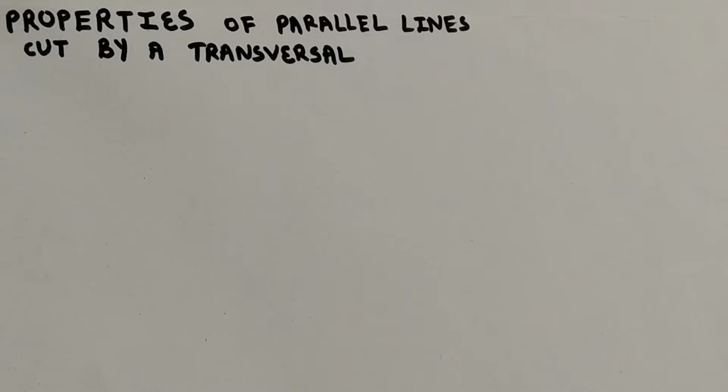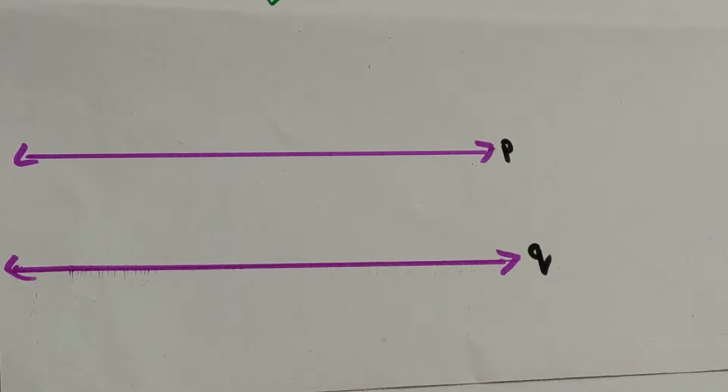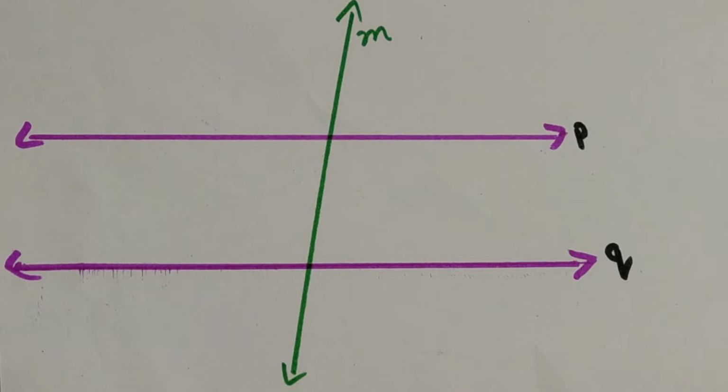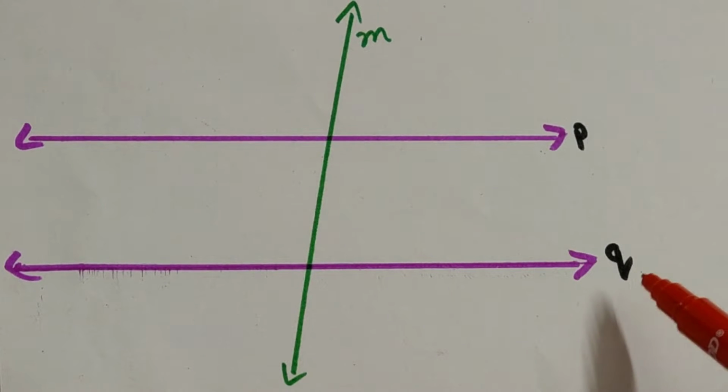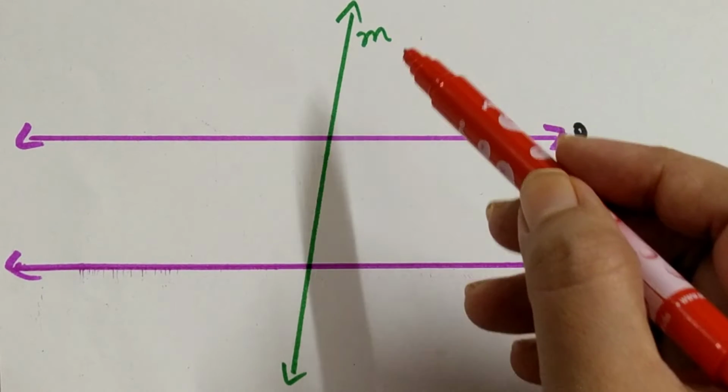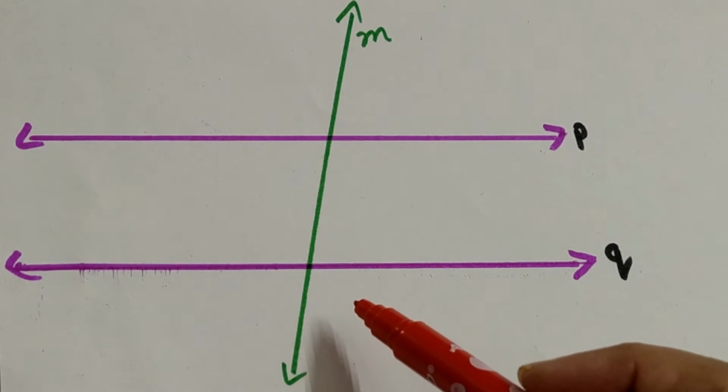Hello students, today we will learn about properties of parallel lines cut by a transversal. Here lines P and Q are parallel to each other, and line M is a transversal of lines P and Q. Let's see how many angles are formed when parallel lines P and Q are cut by a transversal line M.